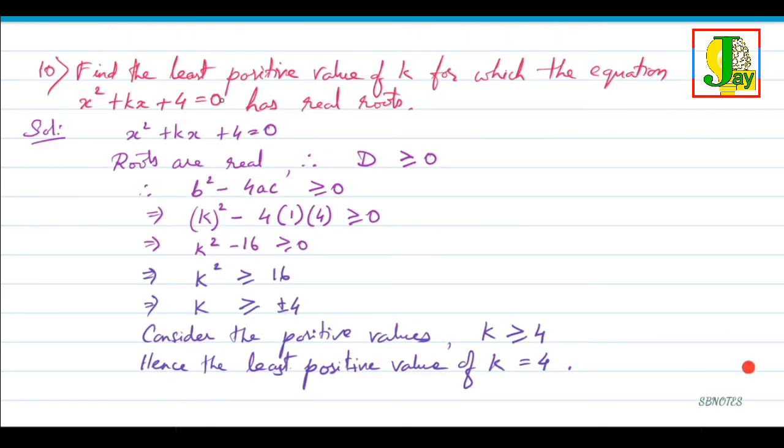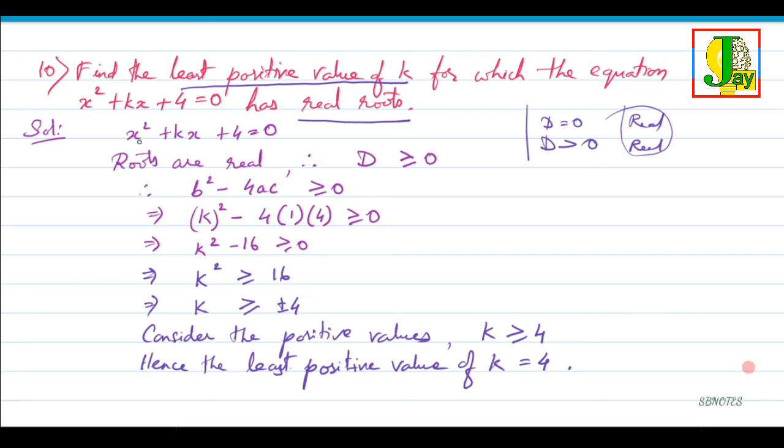In this question, you are going to find the least positive value of k, for which the equation x square plus kx plus 4 is equal to 0 has real roots. So for real roots, we have d equals to 0 or d greater than 0. In both the cases, here the roots are real and equal, here the roots are real and unequal, but we need only the real part. So d is greater than or equal to 0, so b square minus 4ac is greater than or equal to 0.